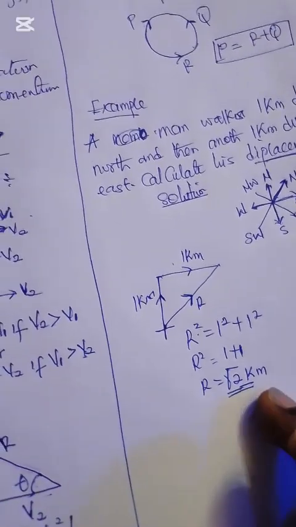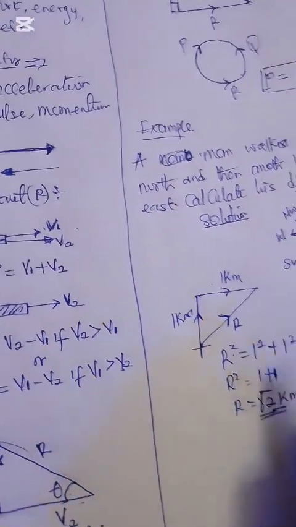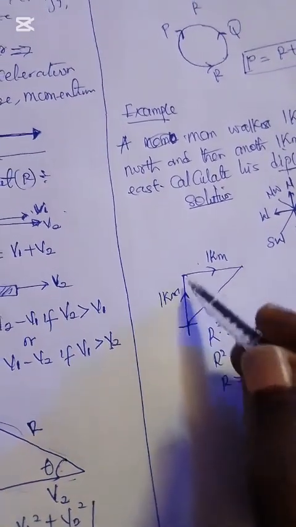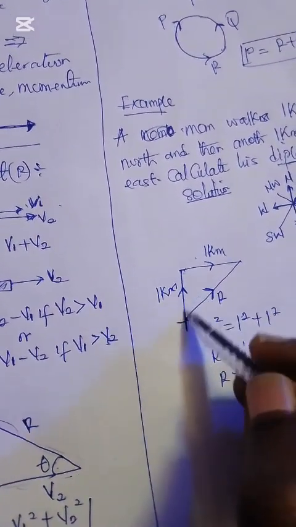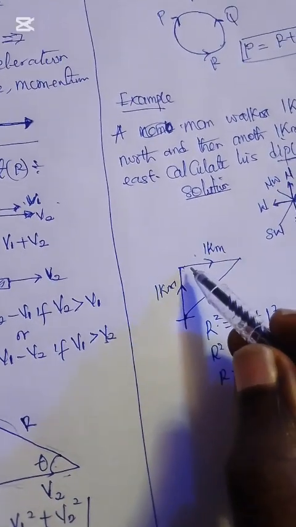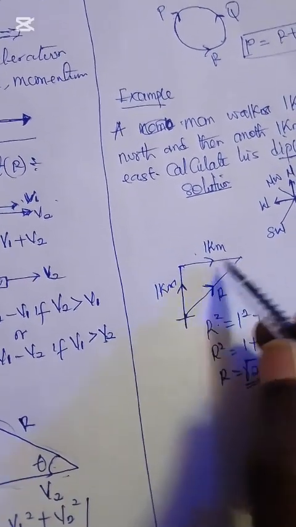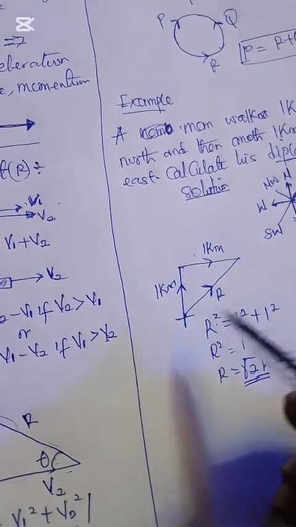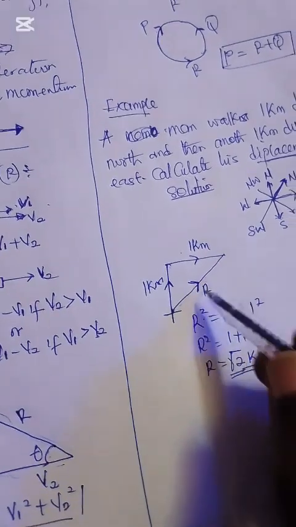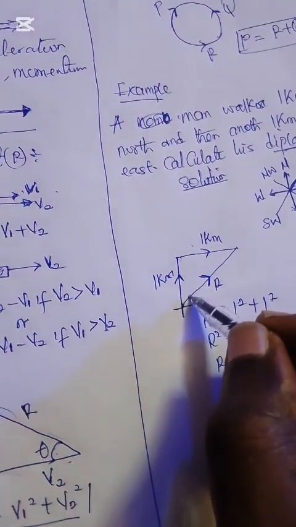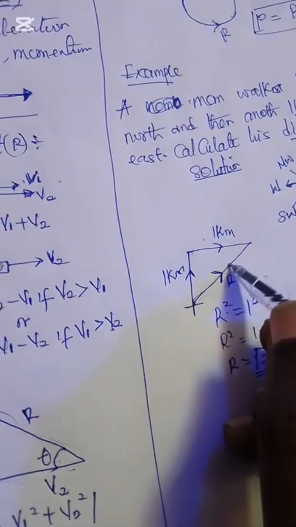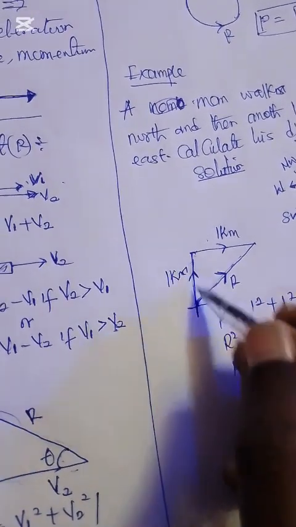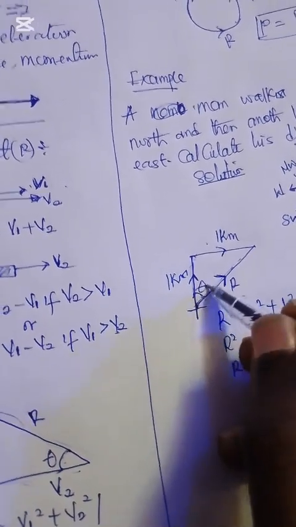That is the magnitude, remaining the direction. So how do you get the direction? We already know the direction of the first vector, which is north, and the direction of the second vector, which is east, lying at 90 degrees. How do we get the direction of this resultant? The direction of the resultant is simply the angle between the resultant vector and the starting vector. Let me call this angle theta.